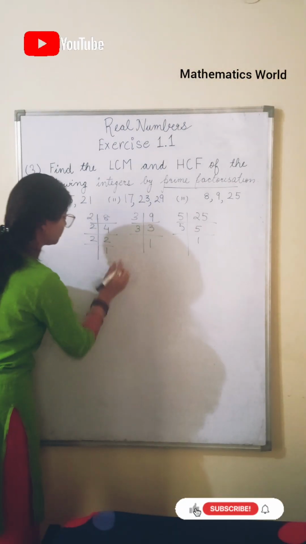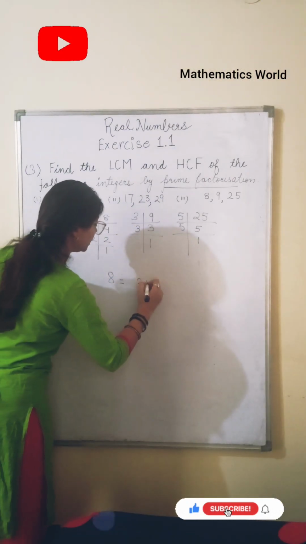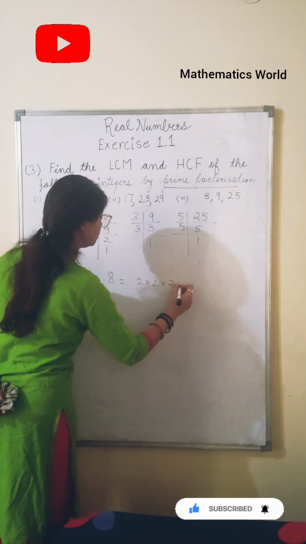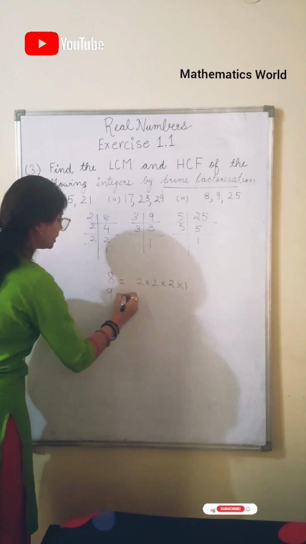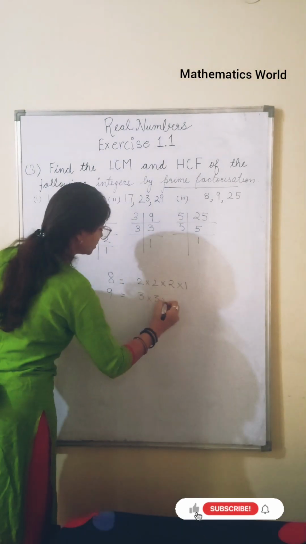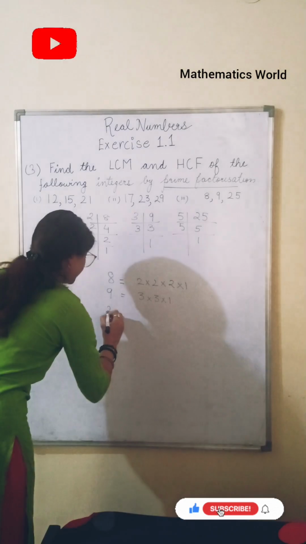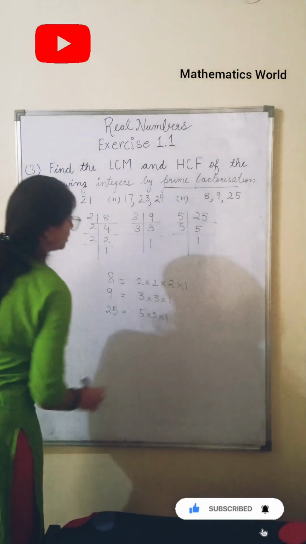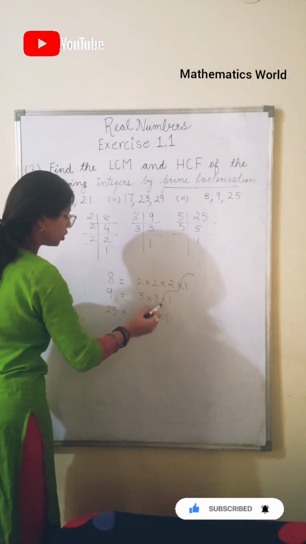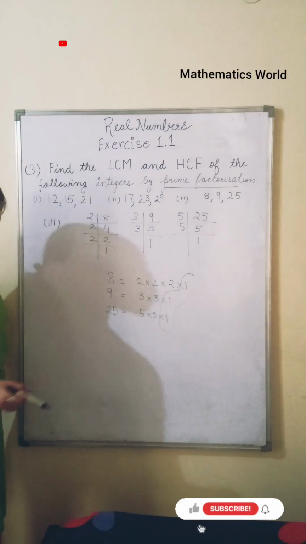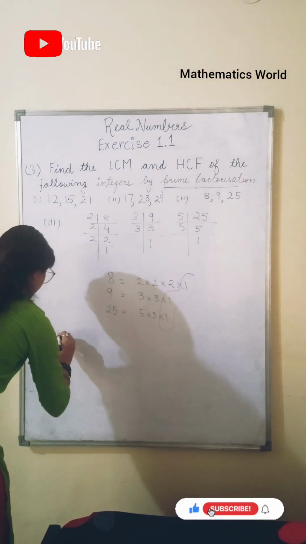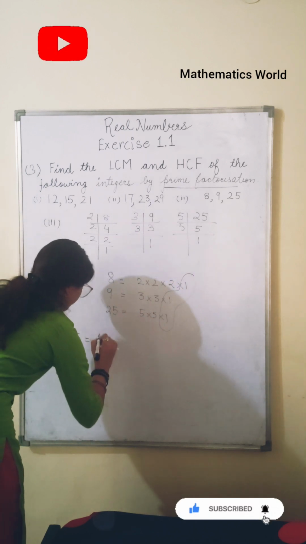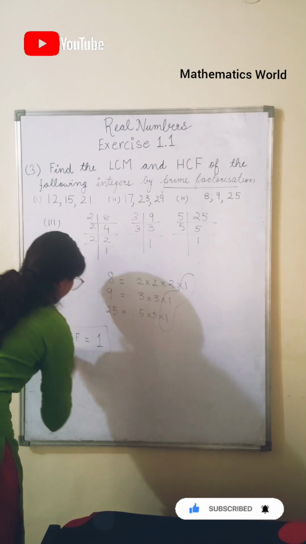For 8, it is 2 into 2 into 2 into 1. For 9, it is 3 into 3 into 1. And for 25, it is 5 into 5 into 1. So as you can see, only 1 is common in the prime factorization of the three numbers. So it means that HCF of 8, 9 and 25 is equal to 1.